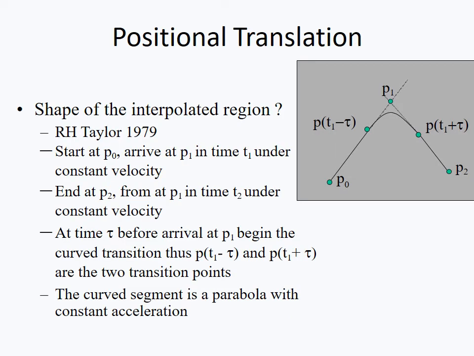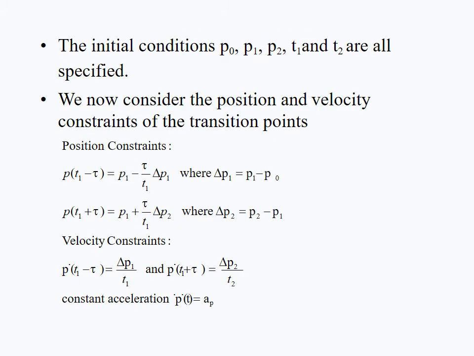Position translation, the shape of the interpolated region. It starts at P0 and arrives at P1 at time T1 under constant velocity, and from P1 to P2 in time T2 under constant velocity. Like that we can define the position translation in this diagram. The initial conditions P0, P1, P2 and T1, T2 are all specified. Now consider the position and velocity constraints: P(t minus tau), P(t plus tau). Then we can define the velocity constraints like this.